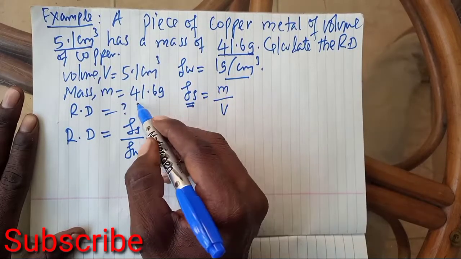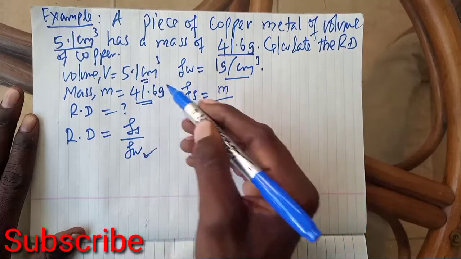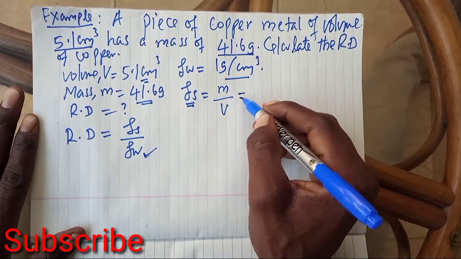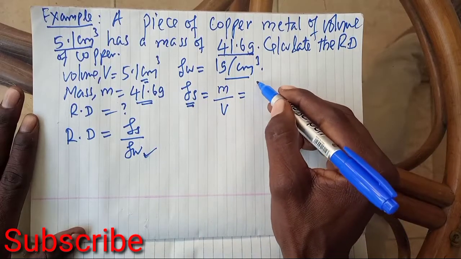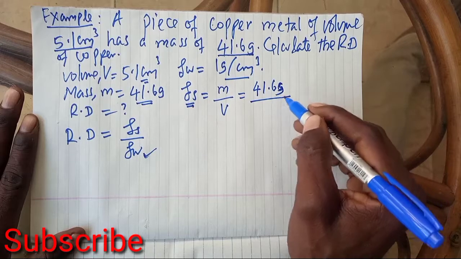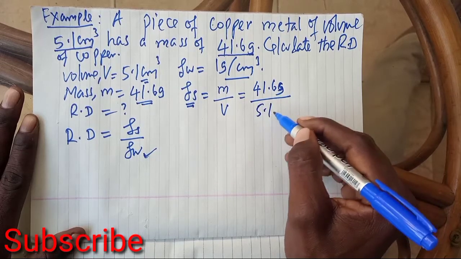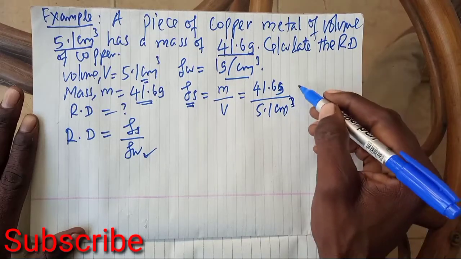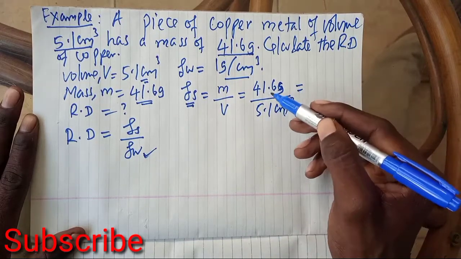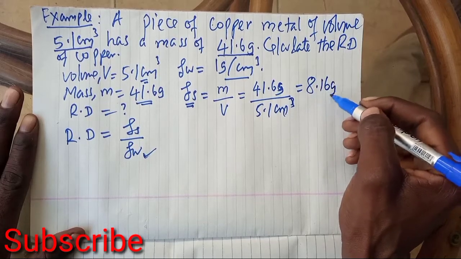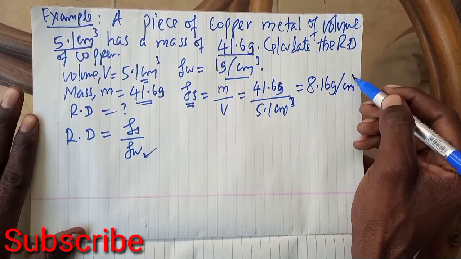Kwa tunatumia masi tuliopewa na volume tuliopewa kutafuta sasa density ambayo ni mass over volume, and therefore our mass now is equal to 41.6 gram over the volume 5.1 centimeter cubic. This is what I have. From here, once you take this one divided by this one, you get 8.16 gram per centimeter cubic.